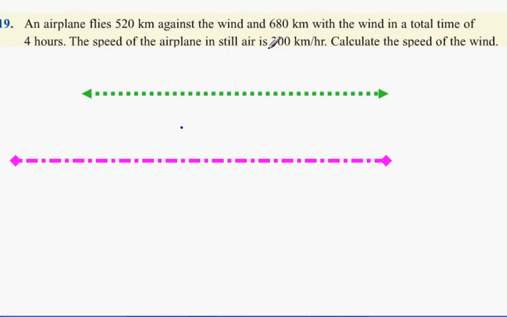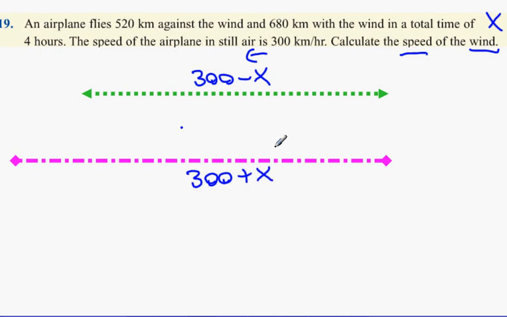Now, you're against the wind in the first place, okay? So let x be the speed of the wind, whatever it's asking you for is usually what x is. So calculate the speed of the wind. The speed of the wind is now x. This means that on your way up against the wind, you're traveling 300 minus x. On your way back, when you're traveling with the wind, you're traveling 300 plus x.